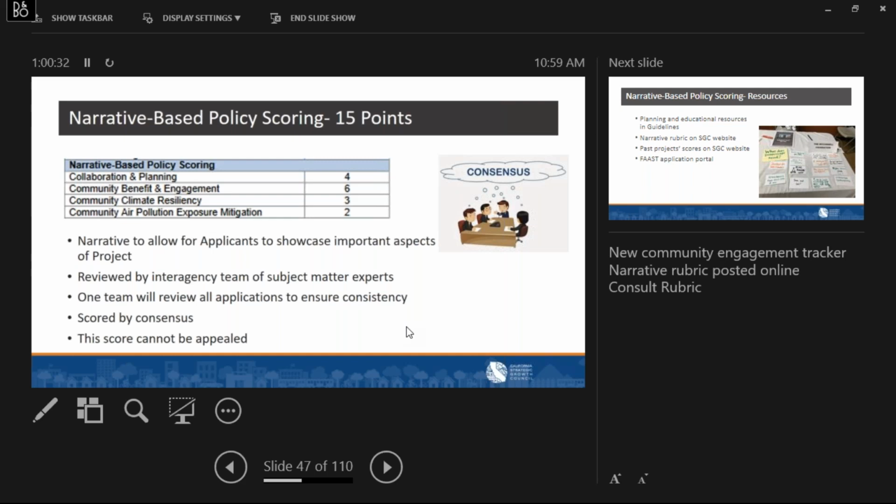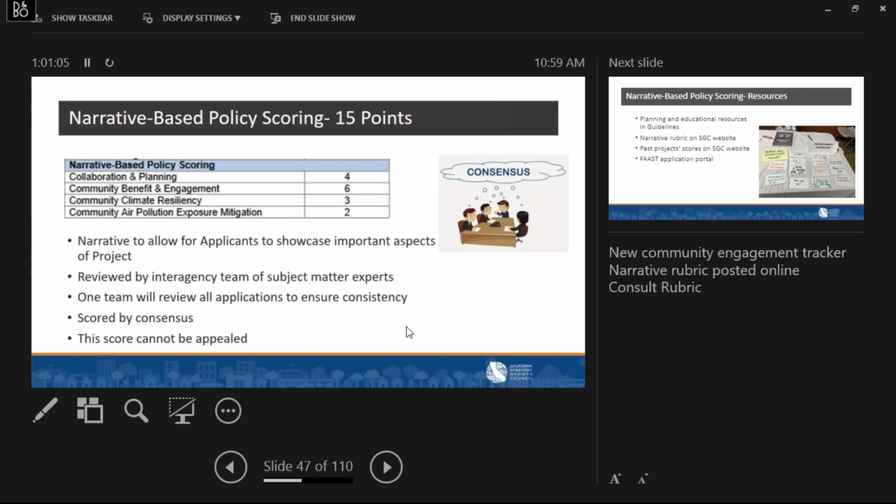So how we review these scores: all projects that score at least half of the points available in quantitative policy and GHG scoring, or all projects that score at least 42.5 points, are eligible or will move on to the narrative category. We then send the project narratives to panels of subject matter experts, who will review all of the narrative sections across all AHSC projects.